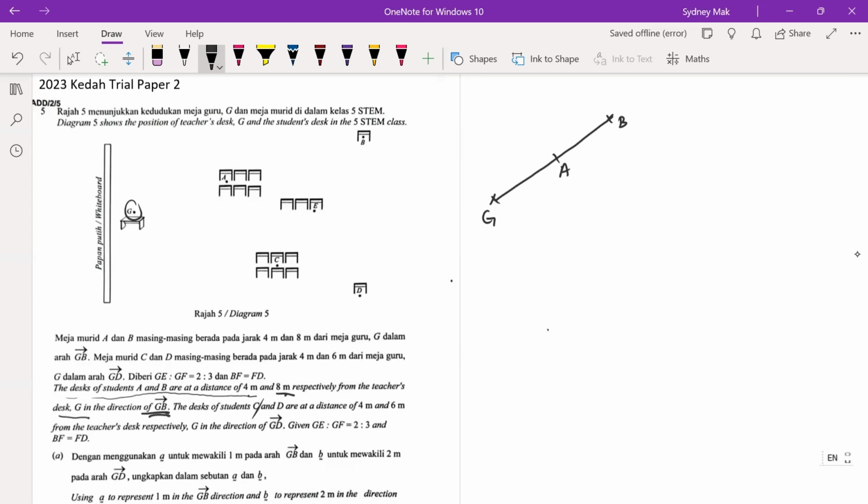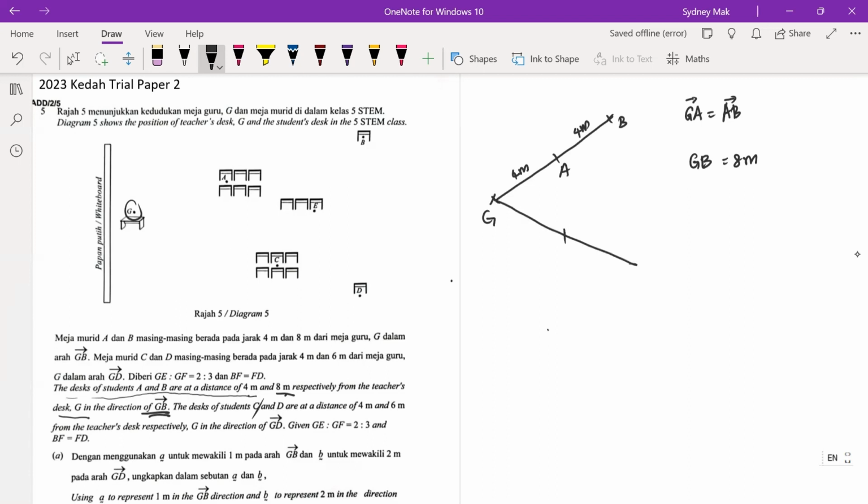So this is A. G to A is 4 meter, A to B is 4 meter. Why? Because GB is 8 meter. So from here, the vector GA is the same as the vector AB, same direction, same magnitude. They are all 4 meter. And in terms of the length, GB equals 8 meter.